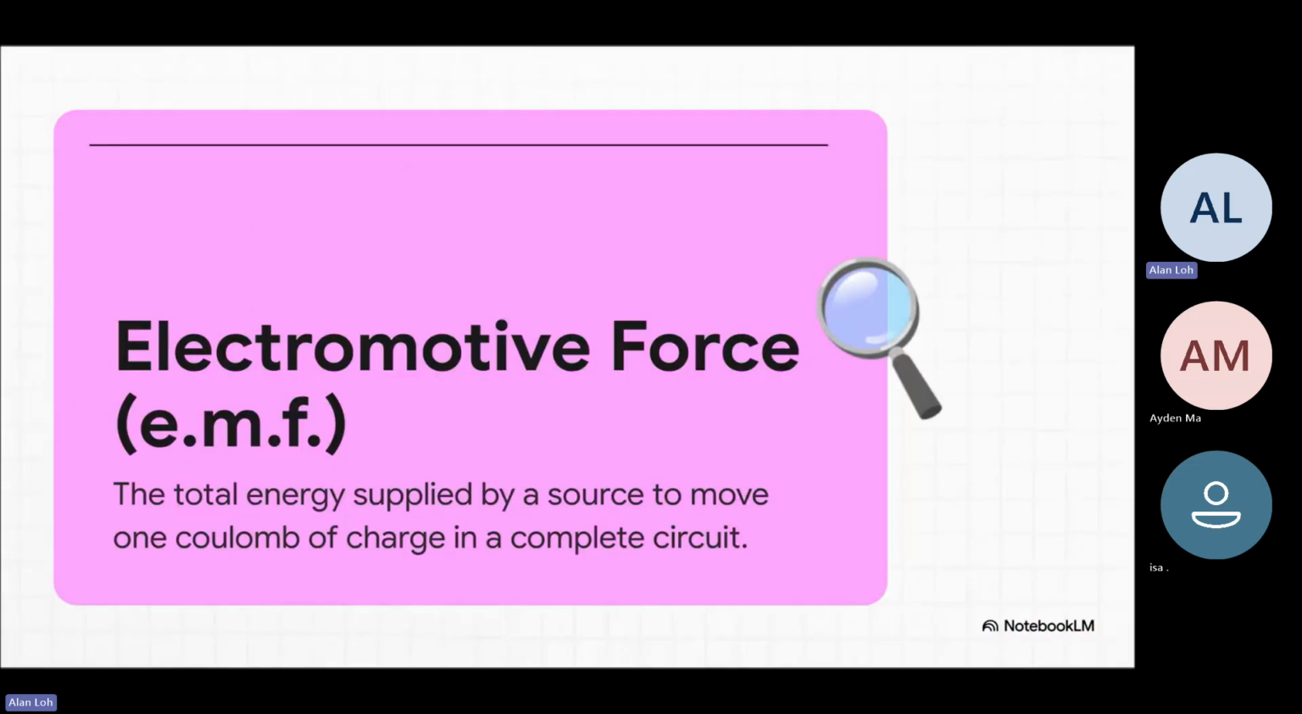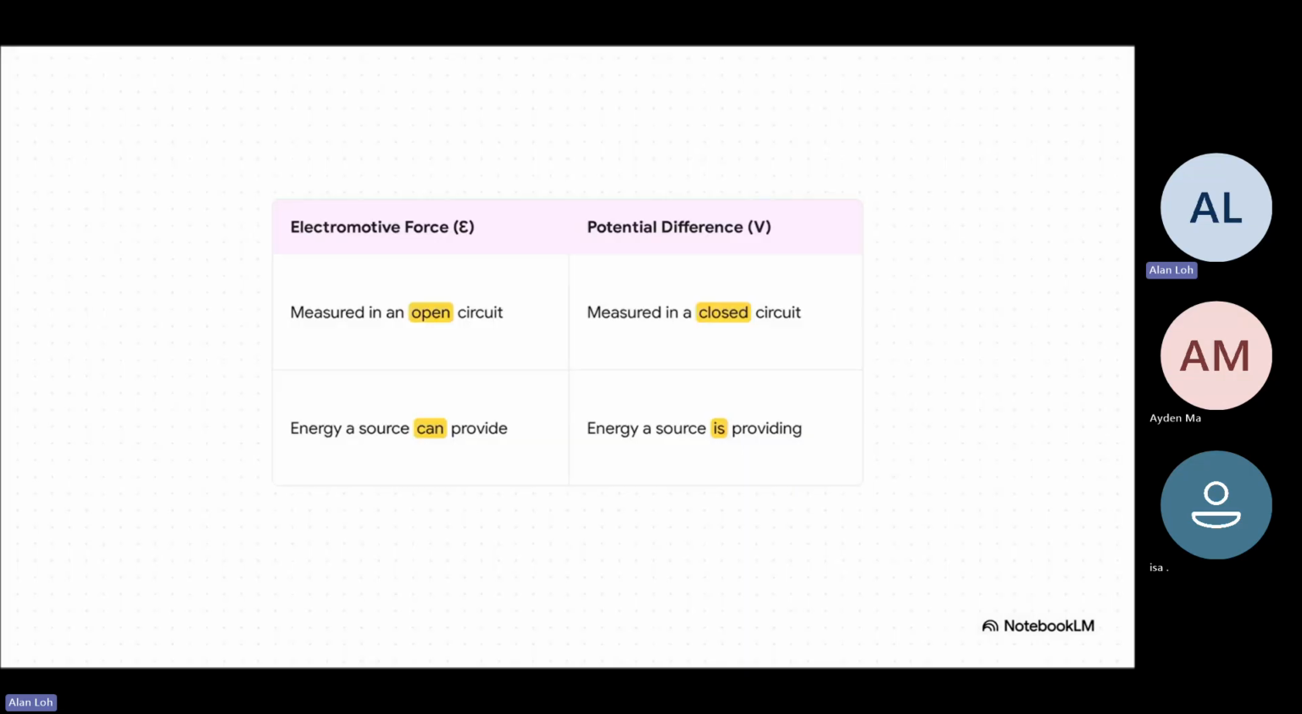So deep inside every single battery is something called electromotive force, or EMF for short. Now, the name is a little confusing. It's not actually a force, it's a measure of energy. Really, it's the total, absolute maximum push that a battery has to offer before you even plug it into anything. It's its raw potential. And this is a really important distinction to make.